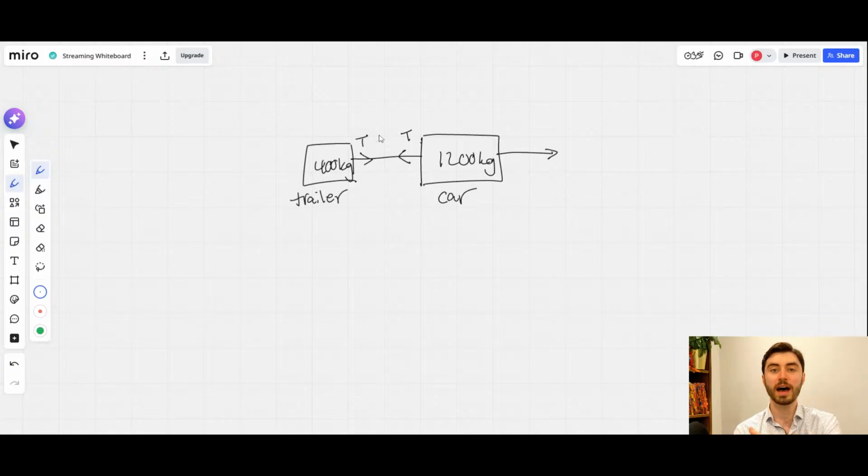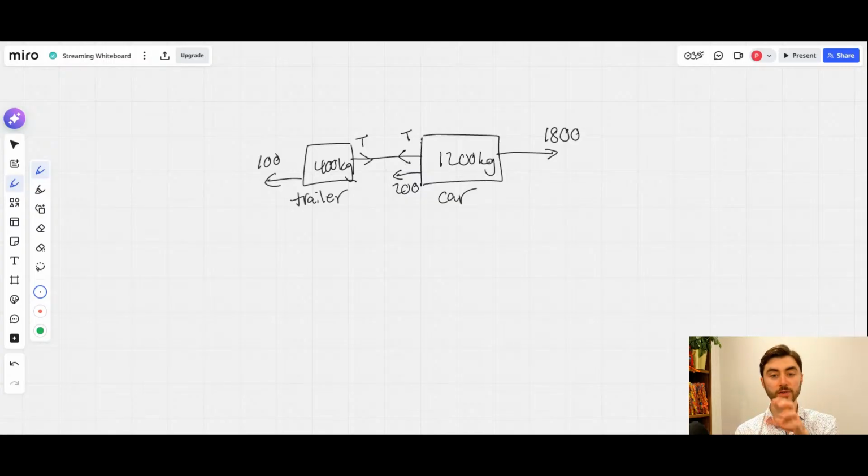We might also have friction or other resistive forces outlined in the question, as we do here. So let's say this one has a resistance of 100 newtons, and this one has a resistance of 200 newtons. And let's say it's being pulled with a force of 1,800 newtons. We can use this information to work out quantities like the acceleration of the system and the tension in the tow bar.